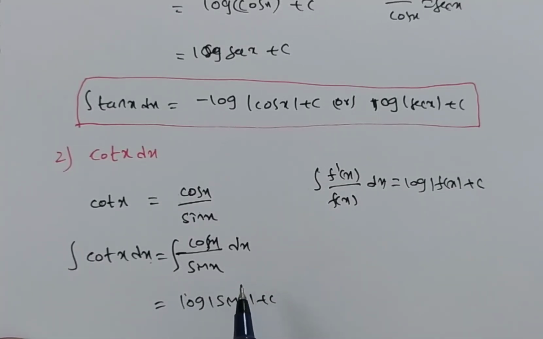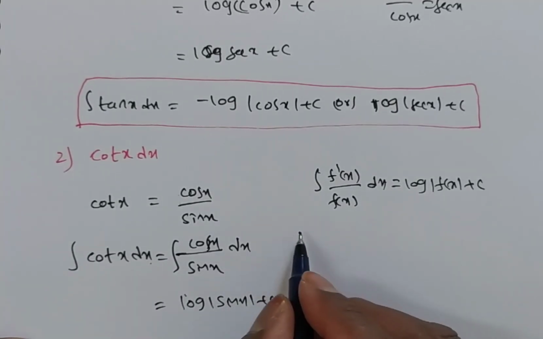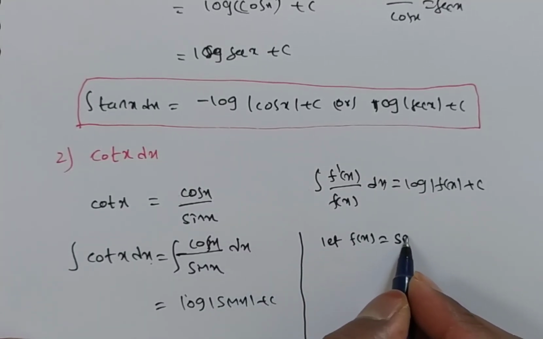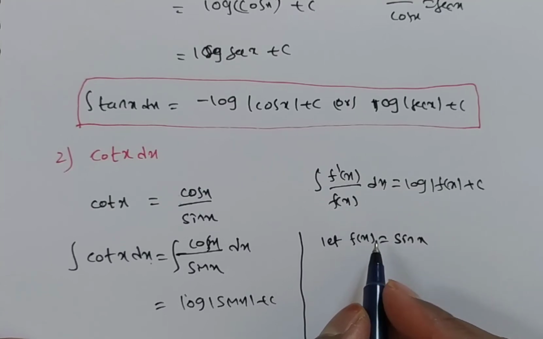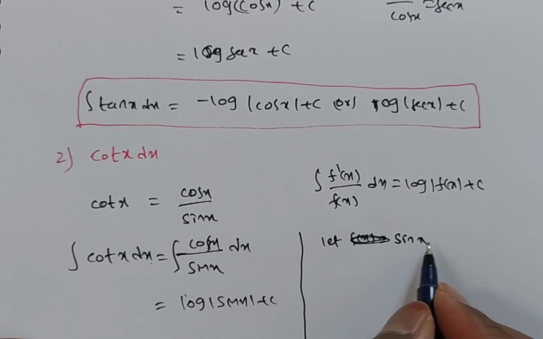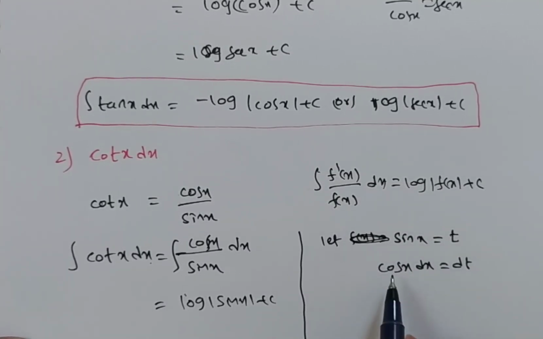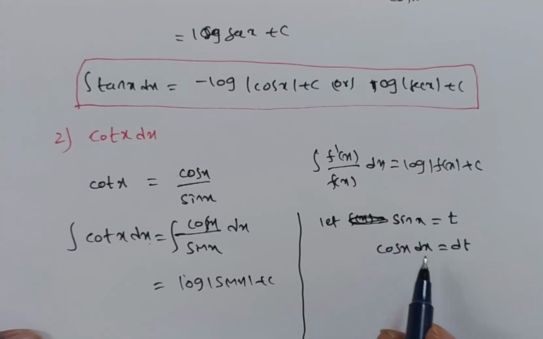Friends, this problem you can do in another method also, that is the substitution method. How you can do it, I am explaining now. In method 2, let f of x be equal to sin x. Now you consider sin x as t, introducing a new variable t. Now sin x derivative is cos x dx is equal to dt. You are just differentiating on both sides. Then sin x derivative is cos x into dx and t derivative is dt. Now you substitute these two values in this equation.